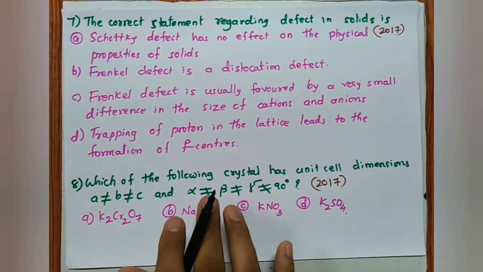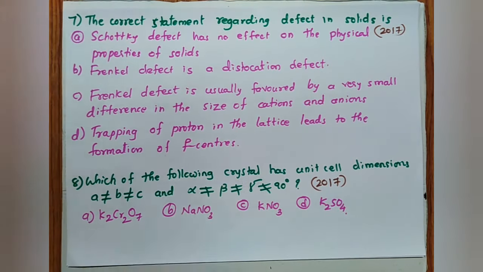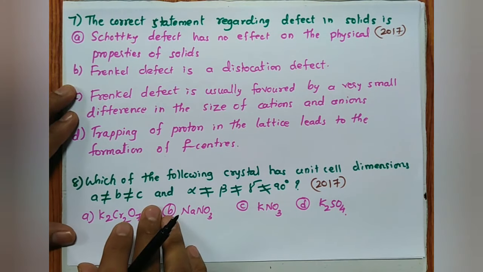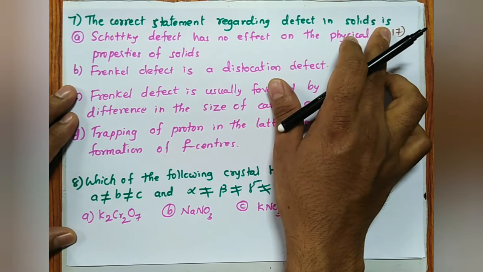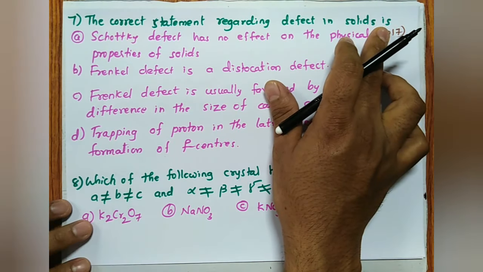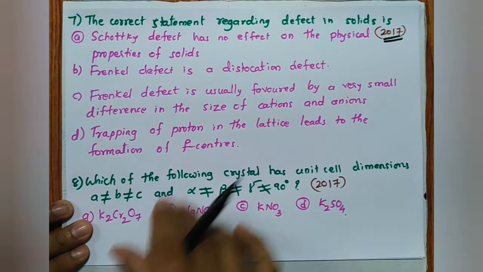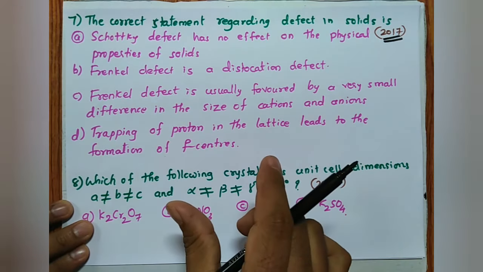Then we'll move to the seventh question. So chemistry is always colorful, remember my dear students. Hence you can see green color, pink color, black color like that. Fine. The correct statement regarding defects in the solid is. So once again it is a fact question, a direct question. For such type of question you should not waste your time. Your concept should be very strong. Remember what a Schottky defect is, what a Frenkel defect is.